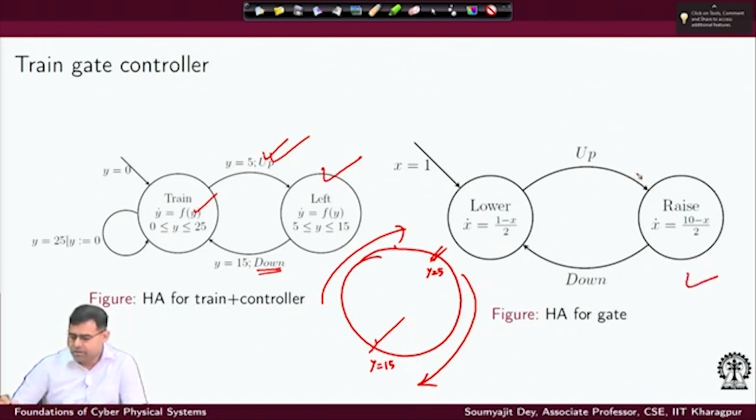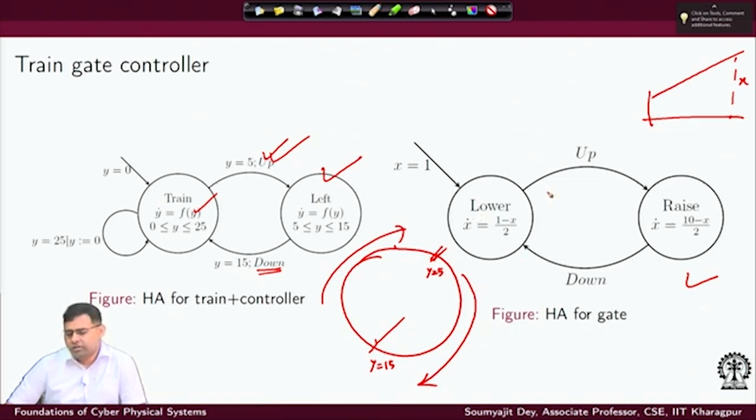When it gets a signal, the gate has a continuous variable, let us say this is my gate, and it's denoting the height of the gate, right. So, when it gets a down signal, x must have a negative differential. So, x dot is 1 minus x by 2, something like that, which gives me a negative value, and the gate will come down. The initial condition is x equal to 1, right. So, the gate will eventually lower down here.